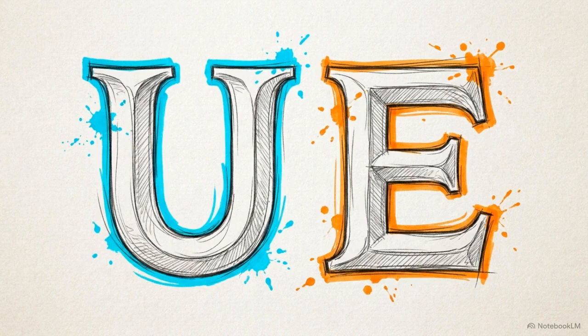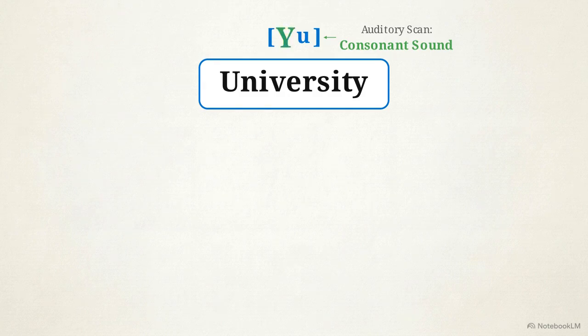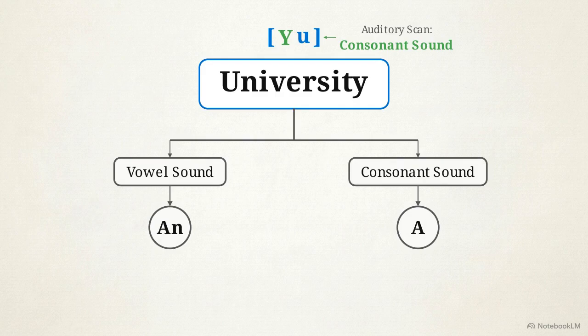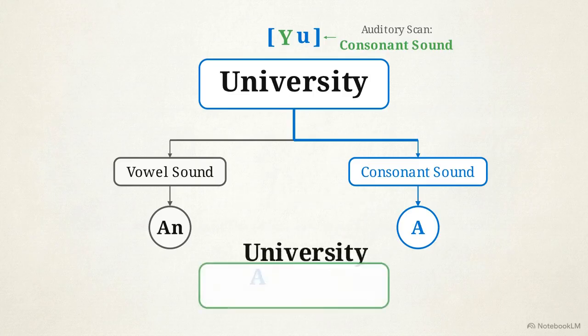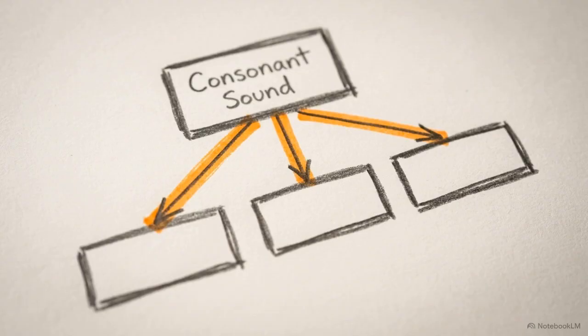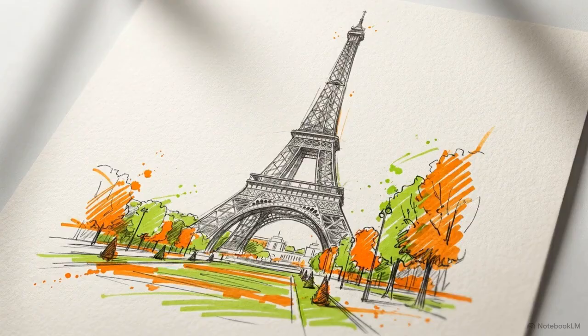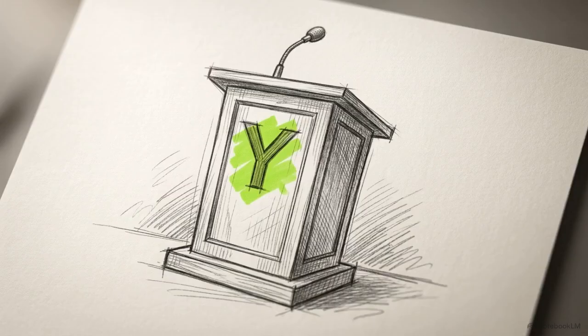We begin by stress testing the algorithm against the most common visual illusions, words beginning with the letters U or E. When we feed the word university into the algorithm, the visual scan immediately recognizes a standard vowel letter, but the auditory scanner identifies the true phonetic reality. The spoken syllable begins with a palatal approximant, specifically the Y sound. Because that phoneme is a consonant sound, the algorithm routes the word down the right branch, mandating the article a. This identical phonetic routing dictates the grammar for a unique idea, a European nation, and a eulogy.